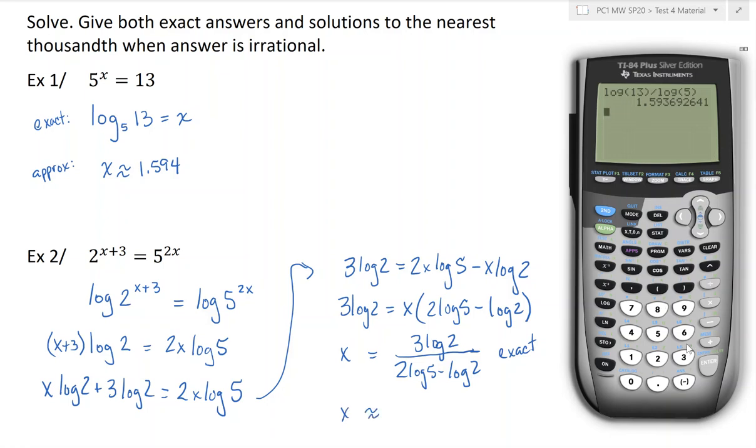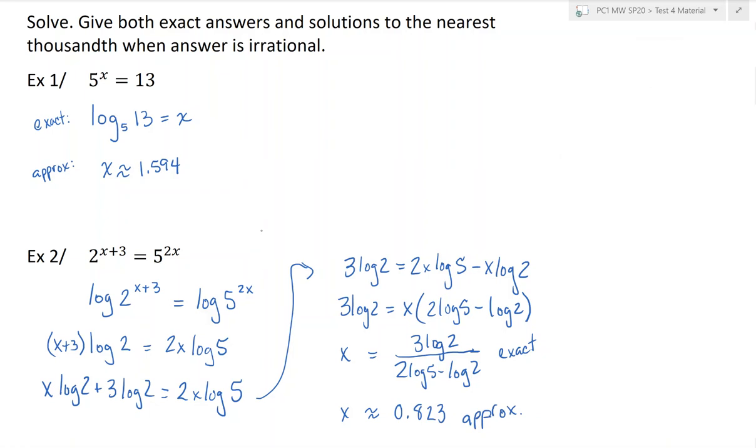Now we'll get an approximation. We have 3 log 2 divided by, make sure that you put your denominator in parentheses since it's a binomial, 2 log 5 minus log 2, closing each of those arguments, and then close the parentheses for your denominator, and we get about 0.823 is our approximate solution. So be prepared to give both the exact and approximate solutions on these.